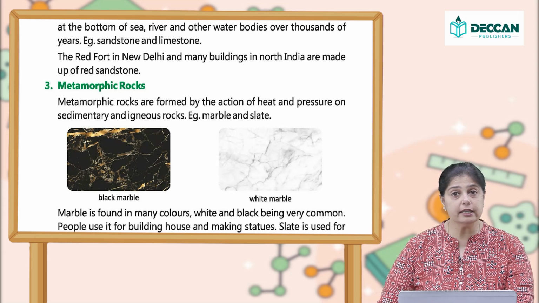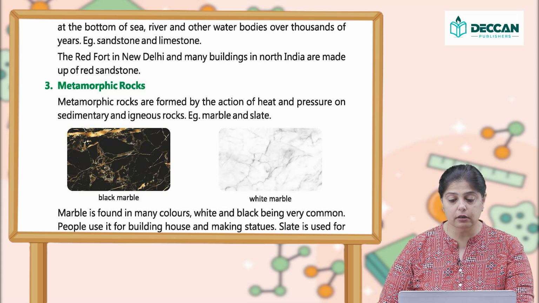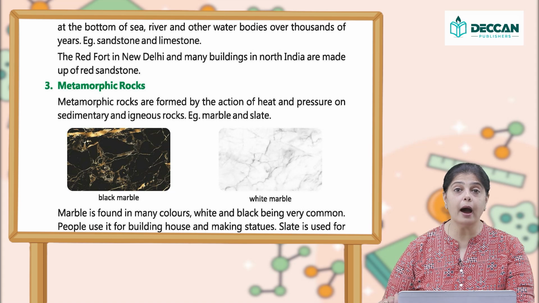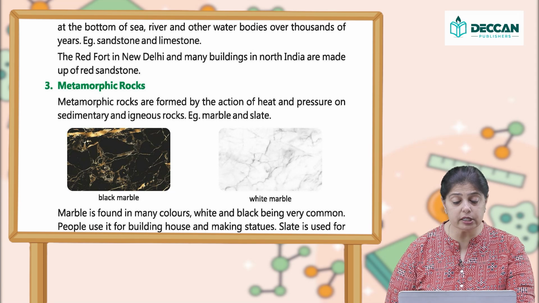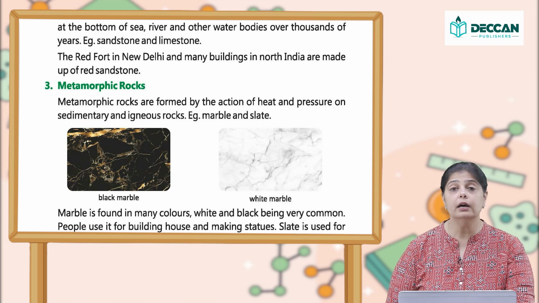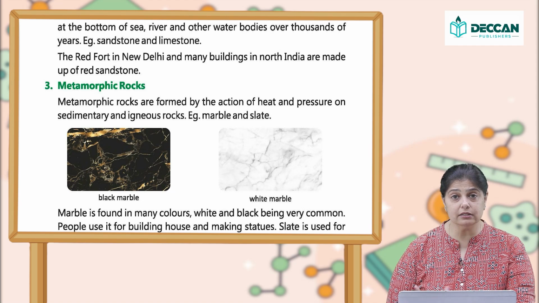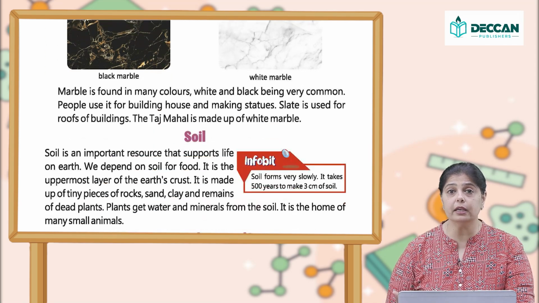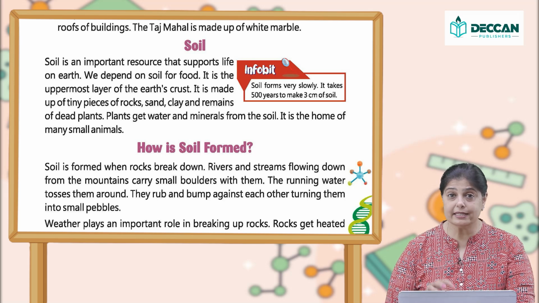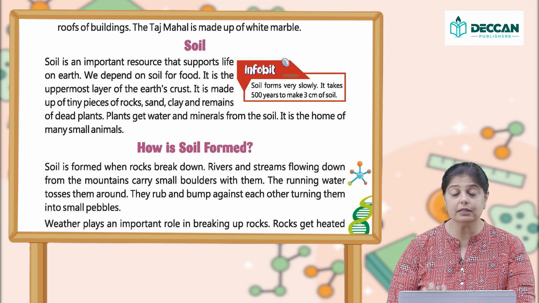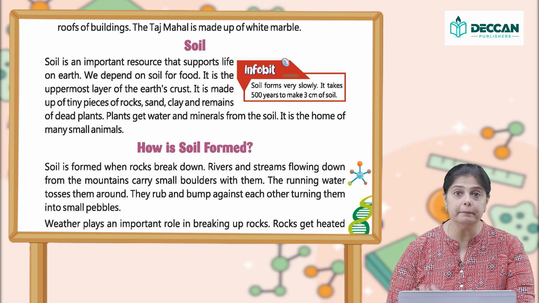So marble is found in many colors, white, black. White is a very common color of marble. Now people use this marble for building houses, for making statues and floorings. The slate is used for making the roofs of buildings. An example of a marble structure is the Taj Mahal. It is made up of white marble.